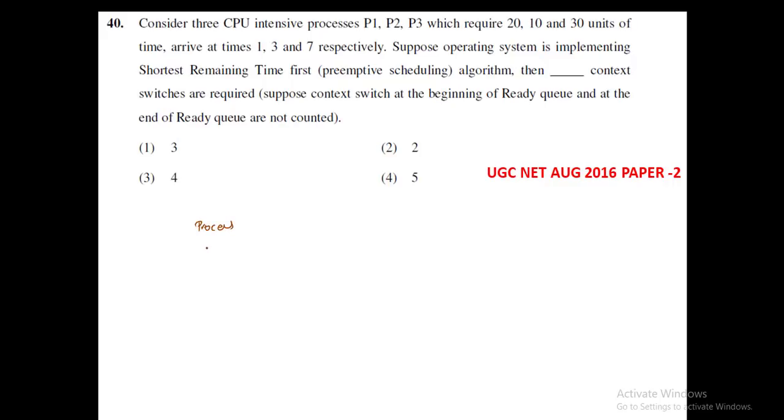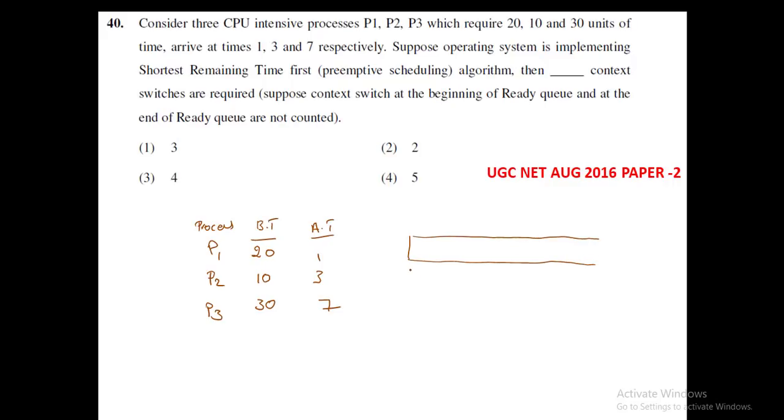So what are the processes? The processes are the P1 process, the P2 process and the P3 process. And what are the CPU burst times? For the process P1 it is 20, then 10, and for P3 it is 30. And what is the arrival time? The arrival times he has given are 1, 3 and 7, right? So now see the Gantt chart of these processes.